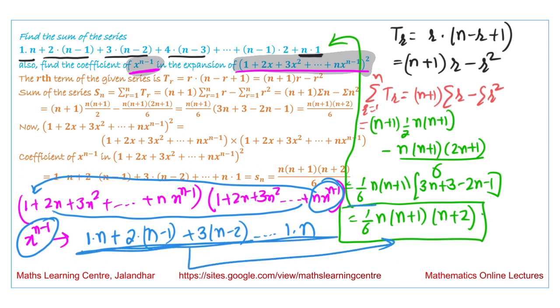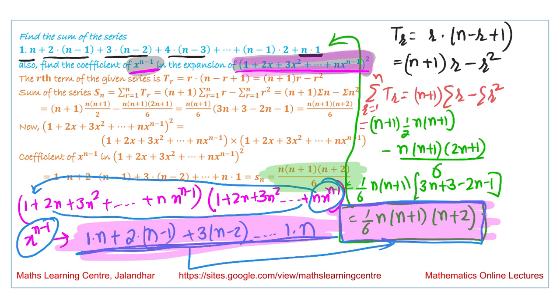We have seen that the value of this sum is 1 by 6 n into n plus 1 into n plus 2. So this is the coefficient of x raised to the power n minus 1. Thus this sum gives us the coefficient of x raised to the power n minus 1 in the expansion of this whole square. If you open this whole square, this will be the coefficient.